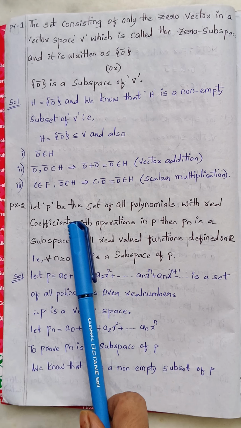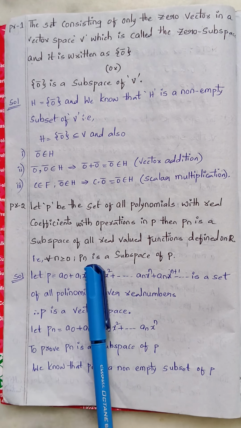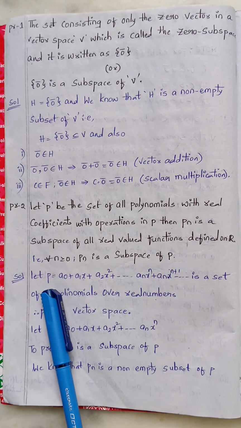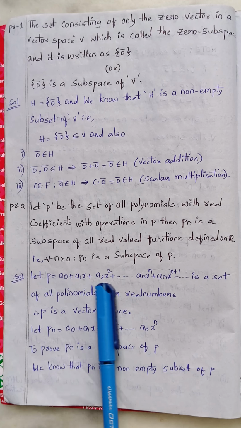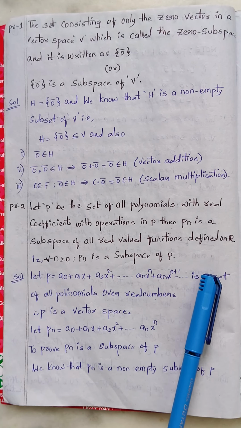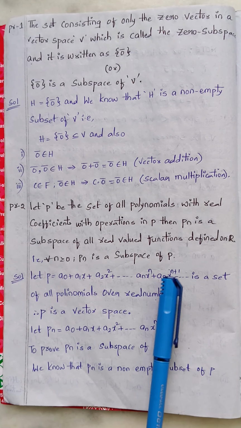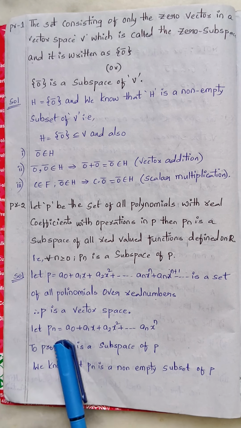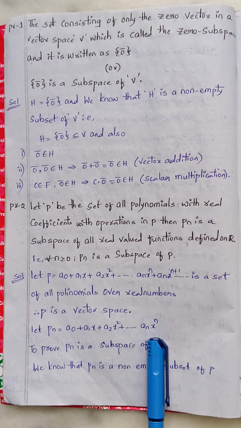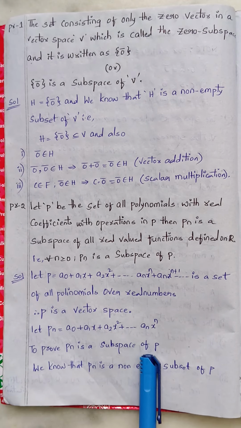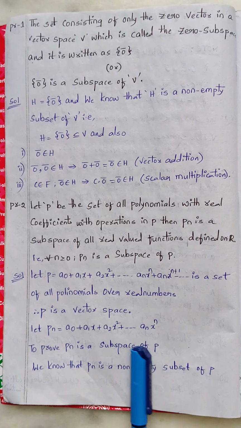Now take the polynomial set: Pn is a subspace of P, meaning polynomials with degree n form a subspace of the set of all polynomials. What is the set of polynomials? a0 plus a1x plus a2x squared and so on, endlessly. This is one polynomial, and this is the vector space. Pn means a polynomial with degree n, so we need to write up to an x power n. Then to prove Pn is a subspace of P, what do we need to prove? Three conditions.